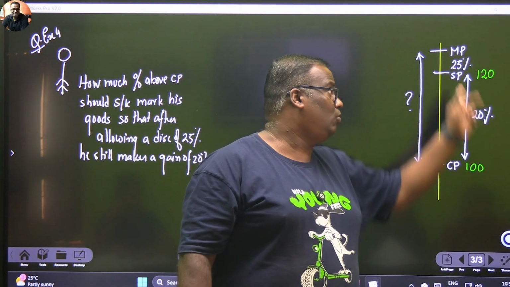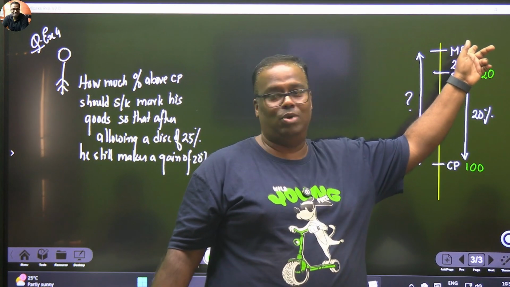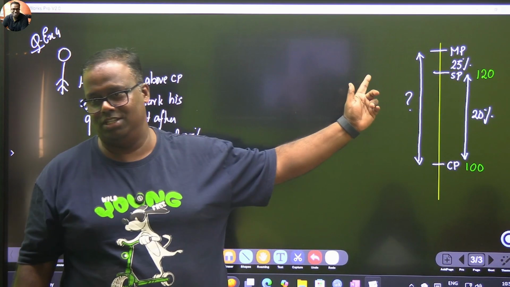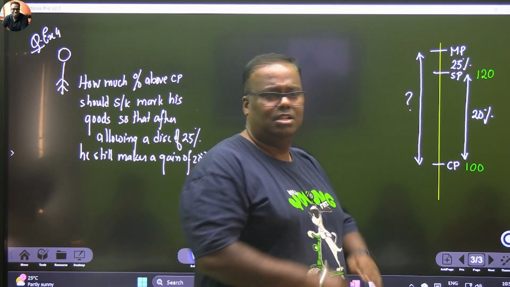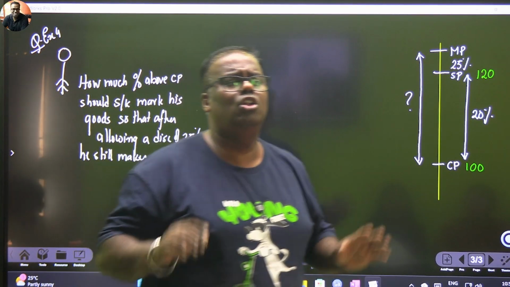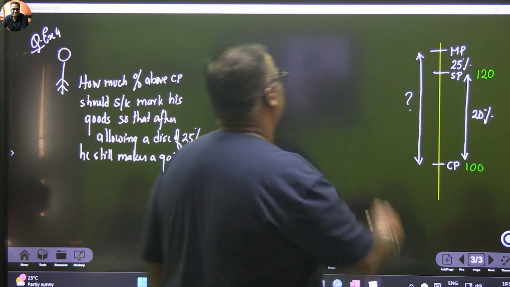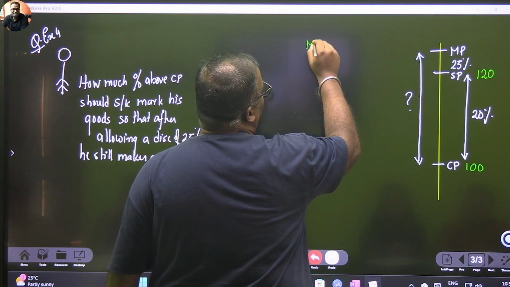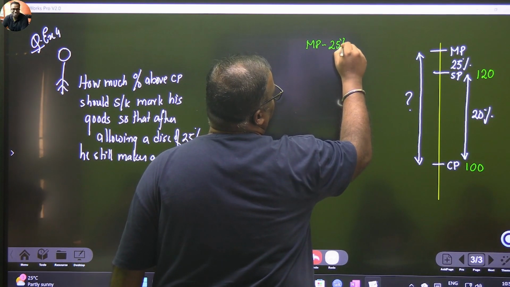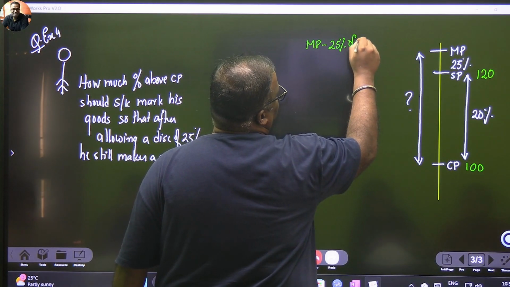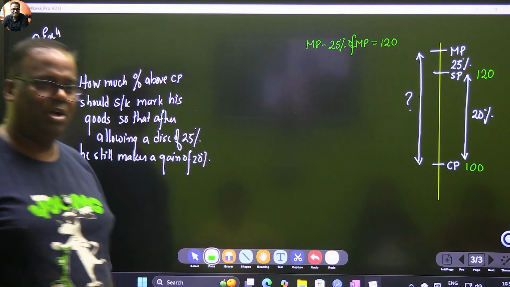And 120 rupees should be such that it is obtained after giving a discount of 25%. Now, how do you arrive from here to here? Who will help me? Once this is arrived, we can find out what is the percentage. How to arrive here? Don't do all that, use logic. Do you know the mark price? No. Okay, we don't know. Mark price minus 25% of mark price should be equal to 120. Now can we calculate the mark price?